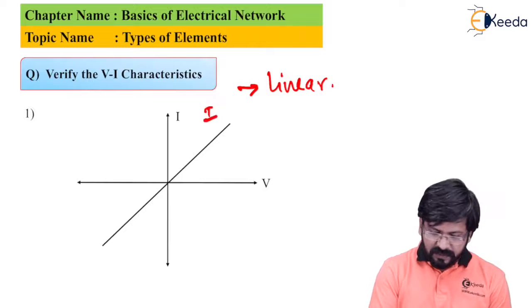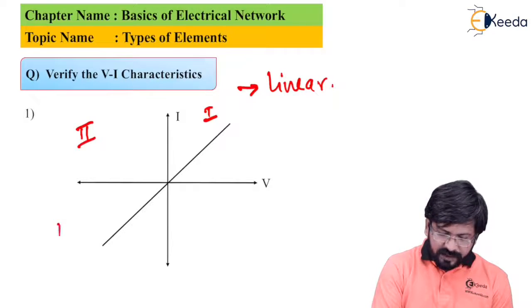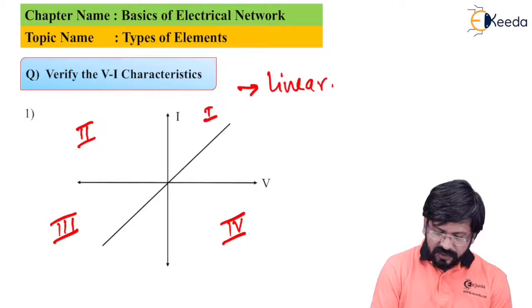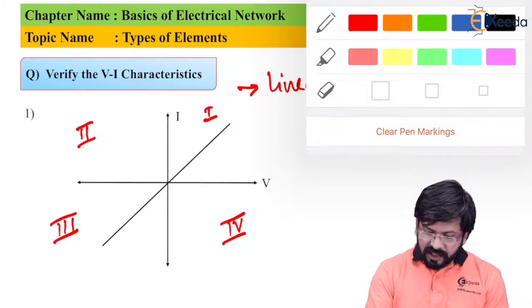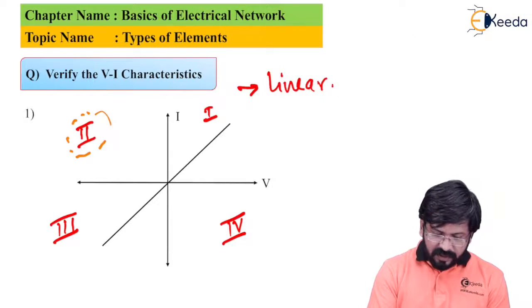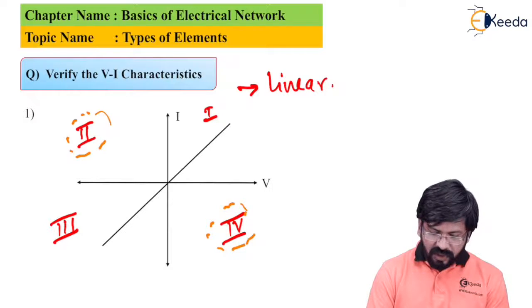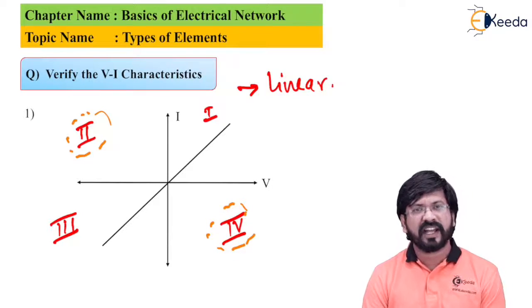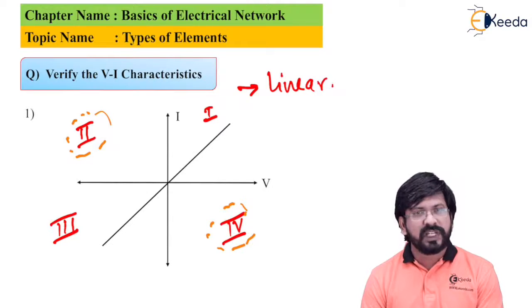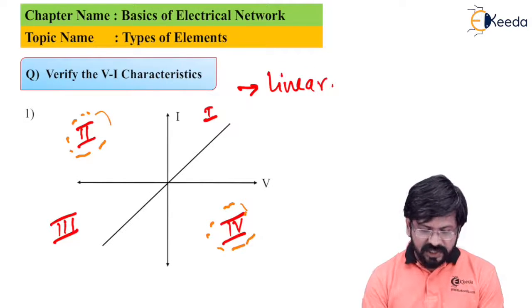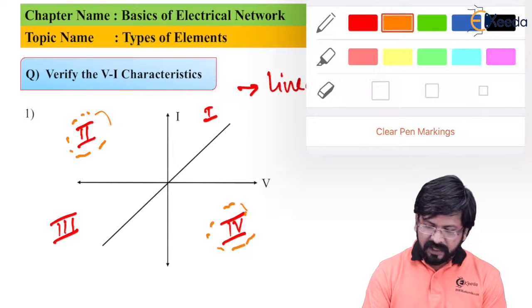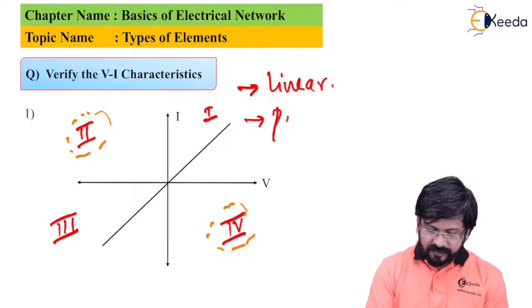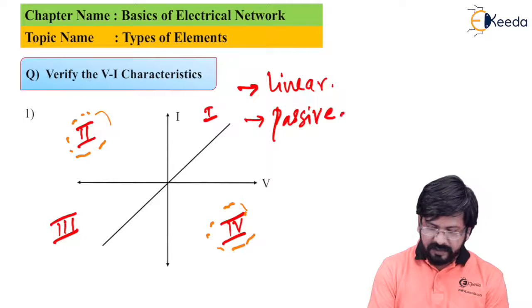Let us mark the quadrants also. So this is the first quadrant, this is the second quadrant, this is the third quadrant, and this is the fourth quadrant. Now, whenever you have a characteristic in the second quadrant and fourth quadrant, it is an indication that they are active elements. And whenever you see absolutely no characteristic part in the second quadrant and fourth quadrant, they are 100% passive elements. So from this we can conclude that it is a passive element.